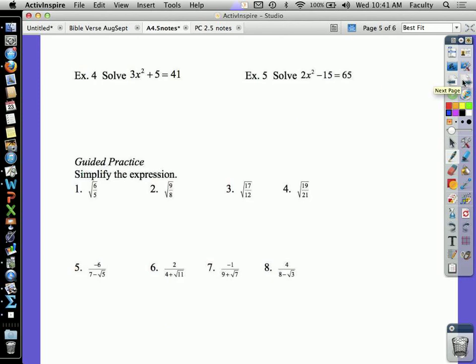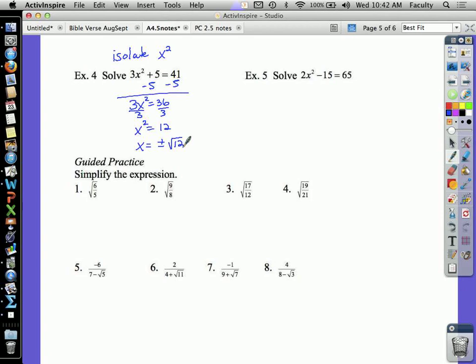Alright, so let's look at example 4. What I want you to write above it is you need to isolate the x squared. So let's start by subtracting 5 from both sides, and then you're going to divide by 3. So I'll subtract the 5. 3x squared equals 36. Divide by 3, x squared equals 12. So now x equals plus or minus the square root of 12.